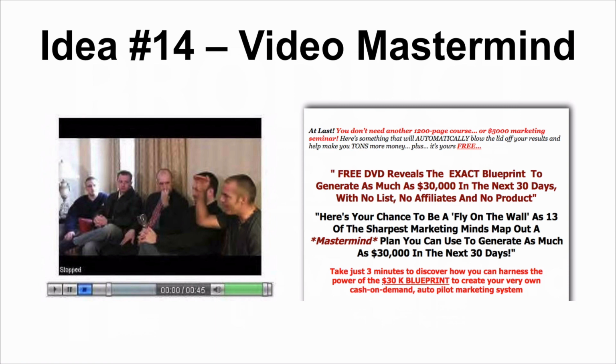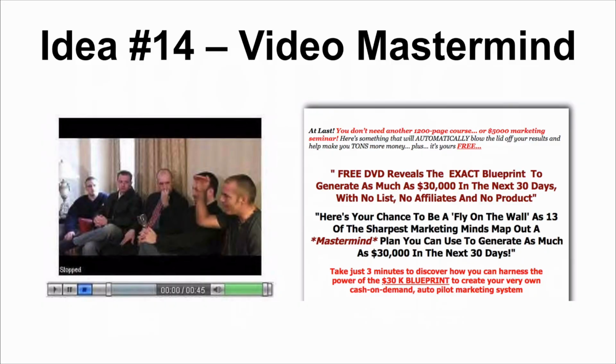And the hook was, all right, guys, if you had no list, no affiliates, no products, and you're gonna make $30,000 in the next 30 days, what would you do? And they went to the first person, what would you do? What would you do? And they interviewed all of us about the thing, and we all kind of played off each other, and they recorded that, and that became a product. Okay, and so you can do the exact same thing, you guys. Set up a video camera, find people with a goal, interview them, figure out the hook, find the right people, record them, and boom, you've got a video course as well. All right, that was idea number 14.